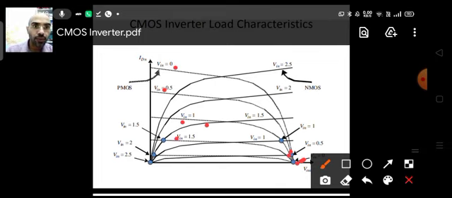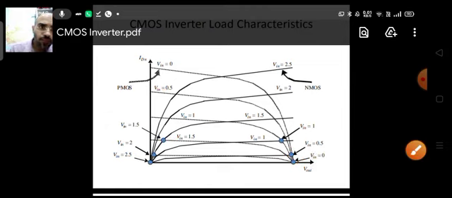So Vin is equal to 1.5. When you intersect them, the point of intersection for Vin equal to 1.5 will be this particular point. So you can see the various points here. Now similarly you can plot the various intersection points for other voltages, let's say 2 and 2.5.